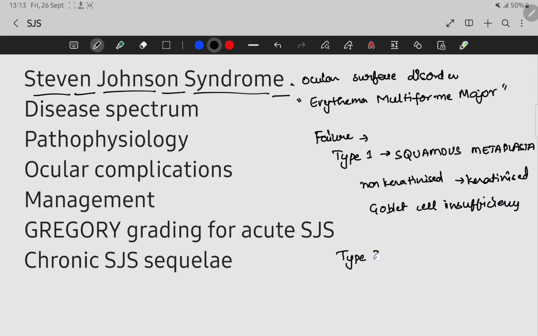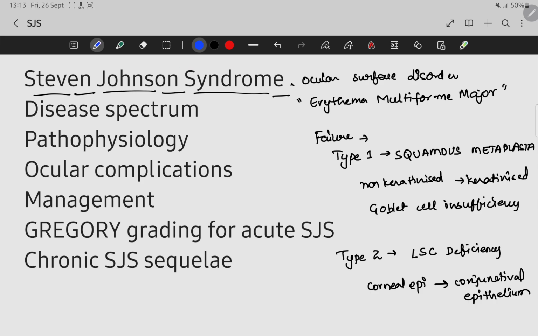And in type 2, there is limbal stem cell deficiency, because of which corneal epithelium becomes conjunctival epithelium. So this is an ocular surface failure disorder.